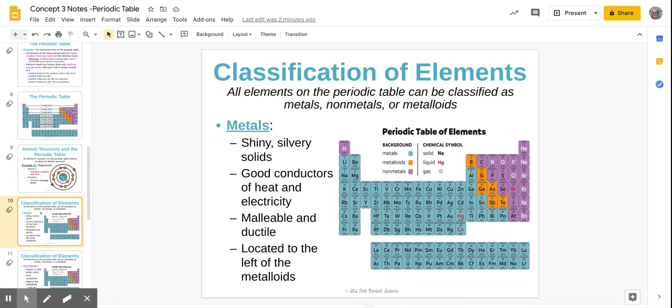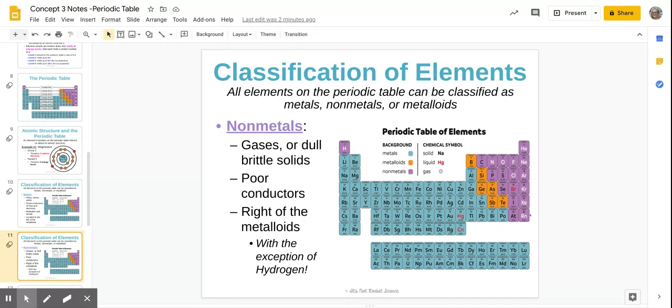In the reading that you did yesterday, you read about metals. You need to be able to pick out some of the characteristics of metals. On this table here, they're the ones in light blue. They tend to be shiny, silvery solids, good conductors. Malleable means they can be hammered into sheets, like sheets of metal. Ductile means they can be drawn into wire. And they're always described as left of the metalloids, which are these orange ones here.